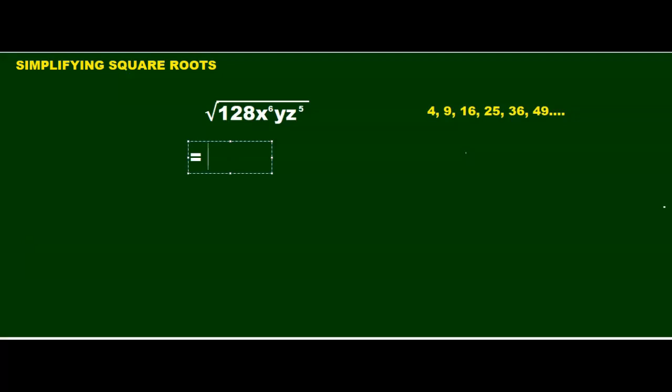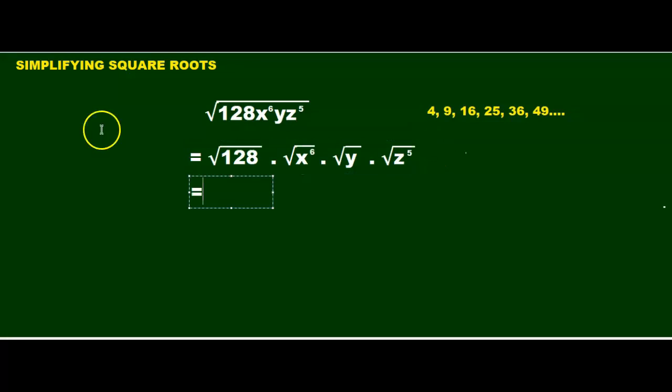So here we have the square root of 128 x to the 6 y z to the 5. When you're first trying these problems, I recommend splitting them up. So we're going to do the radical of 128 times the radical of x to the 6, radical of y, times radical of z to the 5th. Let's now deal with each radical separately so we don't confuse ourselves.